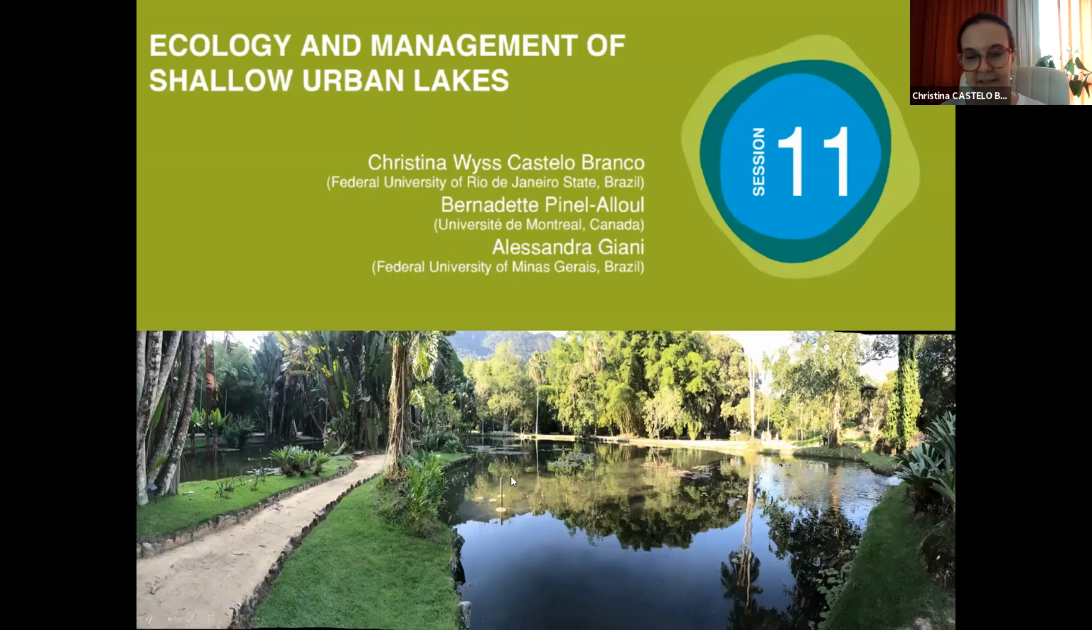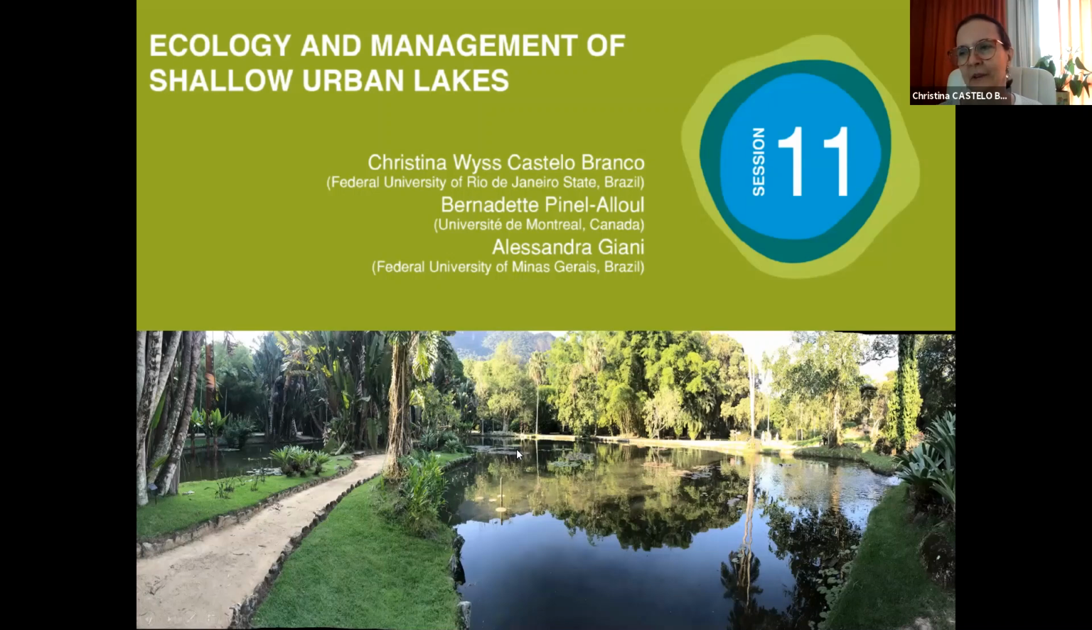For instance, here is a lake inside the botanical garden of Rio de Janeiro city. It's a very beautiful place, and most of the visitors always want to see this lake because of the aquatic plants. Inside this pond there are Victoria regia, very beautiful aquatic plants. So this pond is very important for the scenery of the botanical garden.